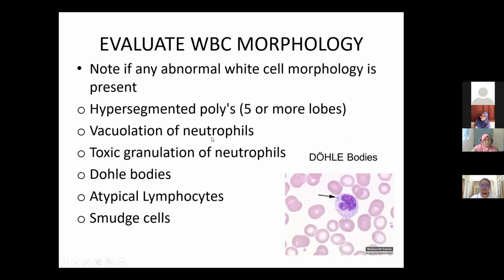And then vacuolation of the neutrophils. Vacuolation is not supposed to appear. Okay, nanti dia nampak area yang tak ada granulation, tak ada nucleus, tak ada granulation. There is a vacuole there. And then toxic granulation of neutrophils, another presentation. The granules are maybe too dense there. And then Döhle bodies, also a type of presentation regarding the granules.